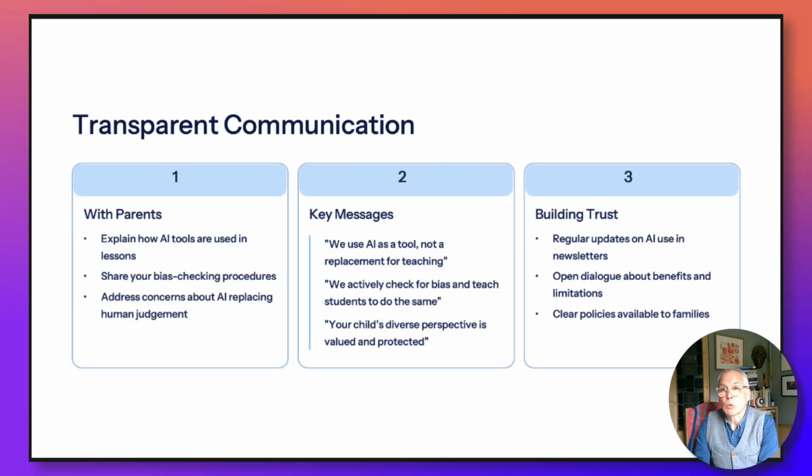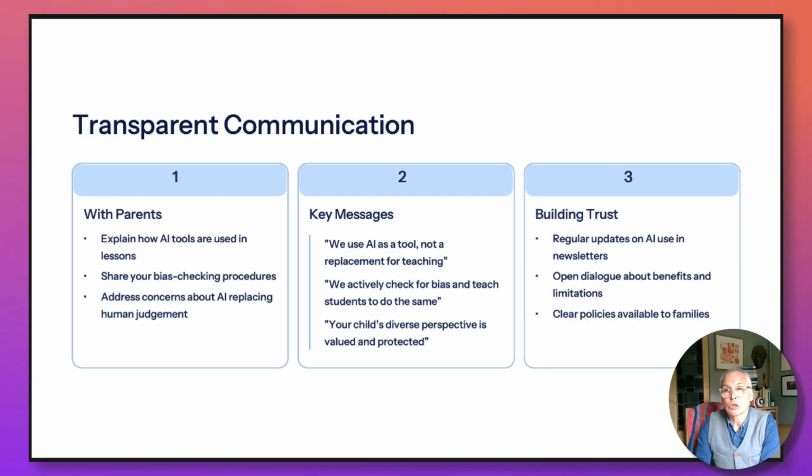Transparency with parents and the wider community is essential for maintaining trust. Many parents have concerns about AI in education. Some worry it's replacing teachers. Others are concerned about bias or privacy. Be proactive in communicating how you use AI tools and what safeguards you have in place.